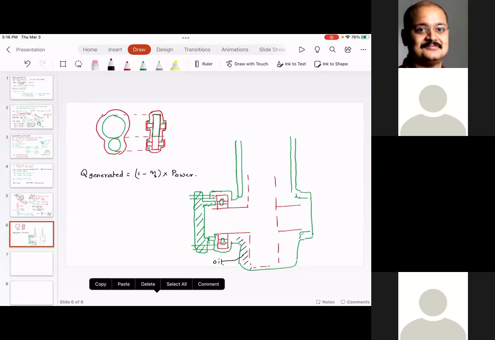The reason for that is power transmission is never 100% efficient. There is always some loss of power, and that loss of power is dissipated as heat. So heat generated is 1 minus efficiency multiplied by power. And this equation is valid for continuous power transmission.